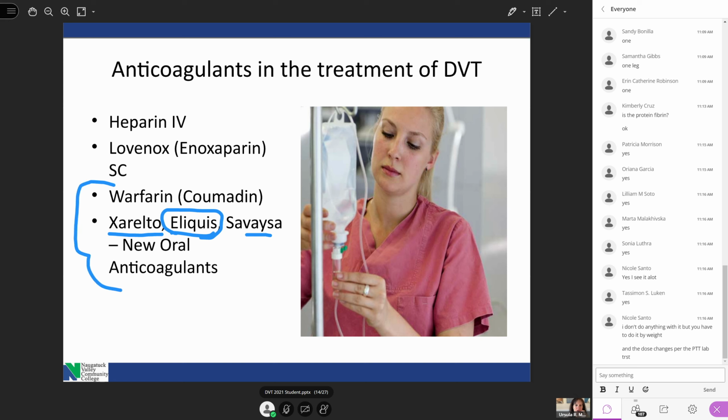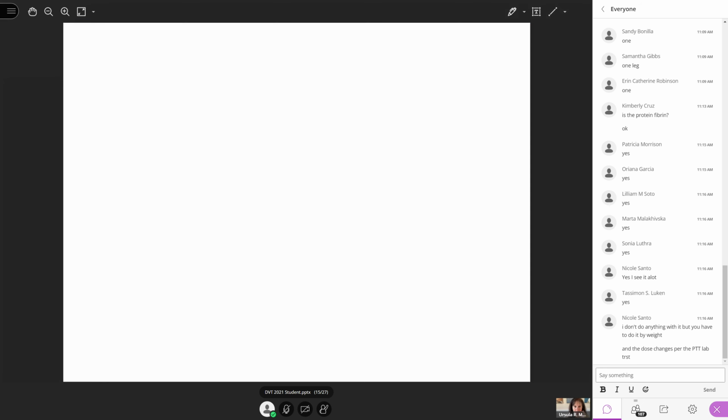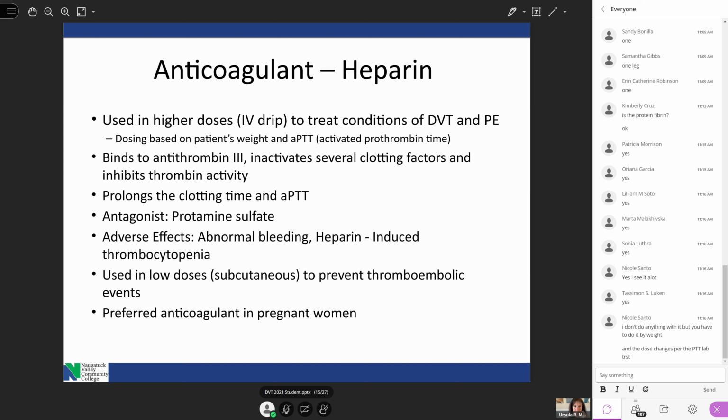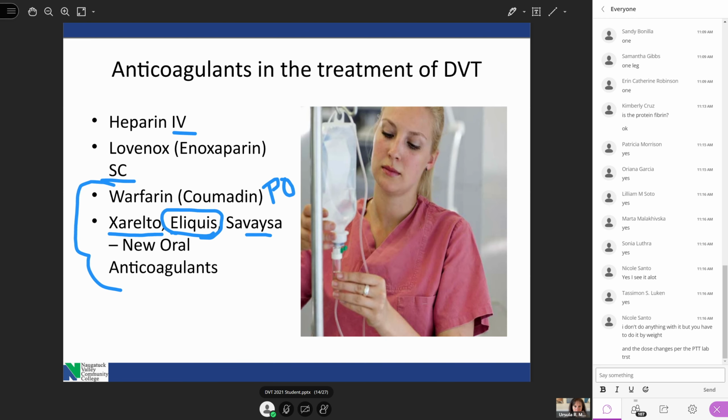Warfarin, PO only. Heparin is IV only. Lovenox is sub-Q only. So the question is, how do we choose? How do we know what to choose? Obviously we don't choose, it's the provider's choice, but we need to know why they're choosing what they're choosing.